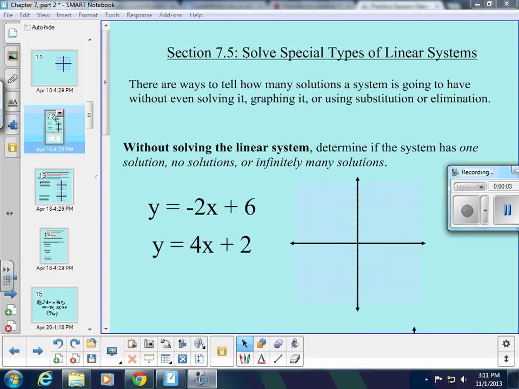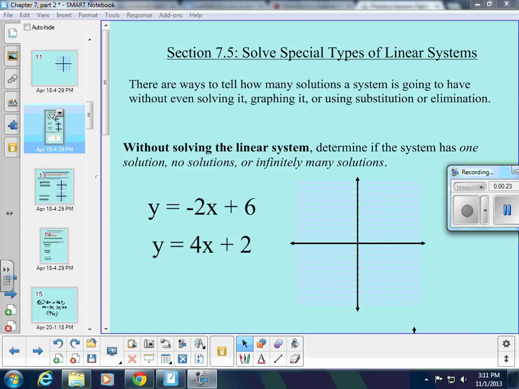Today's lesson is on section 7.5, solving special types of linear systems. So far in this chapter 7, we've solved linear systems with three different methods. We've solved them by graphing, by using substitution, and by using elimination. Those are the three methods we know how to solve a linear system.